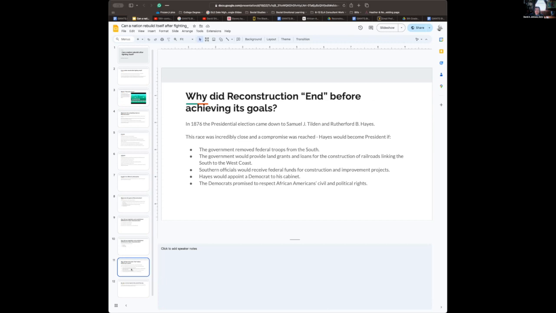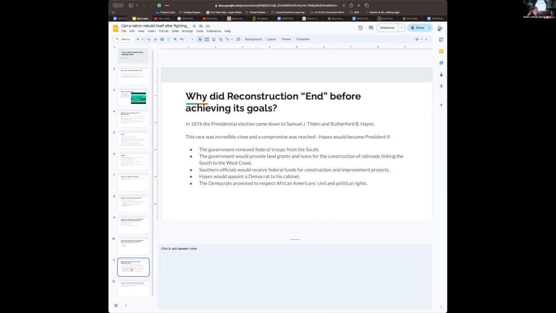We then talk about why Reconstruction ended before achieving all of its goals. We talk about the presidential election in 1876 and who it came down to. And there was this compromise that was reached, and Reconstruction sort of ended before it did all of its goals, because part of that compromise was those bullet points there.